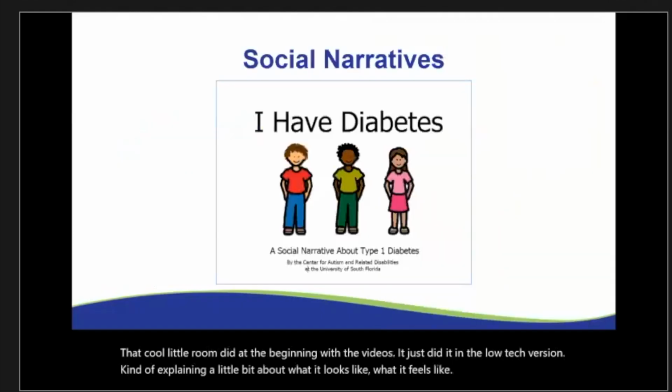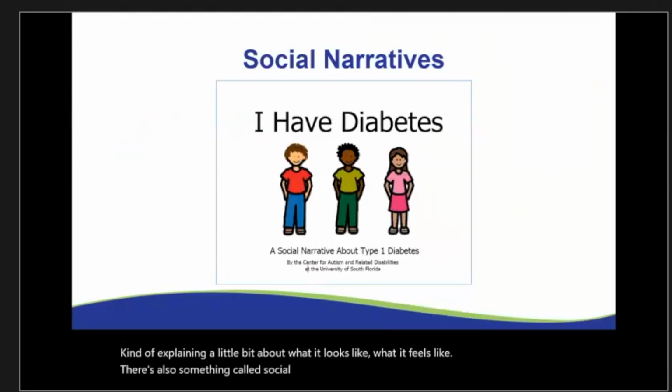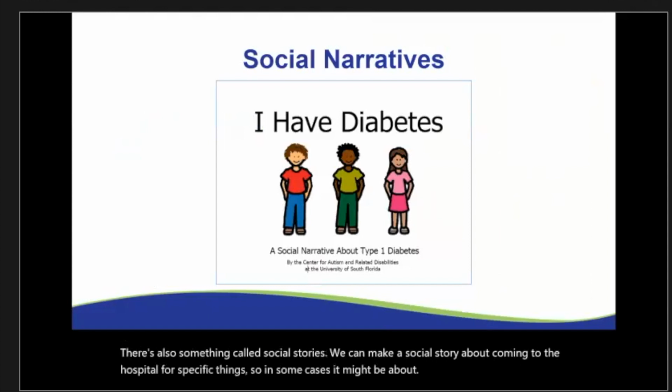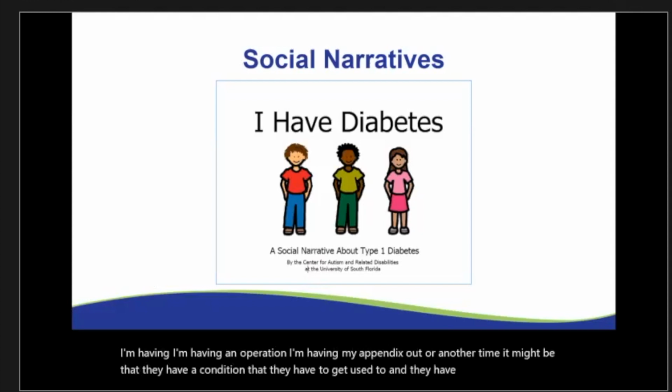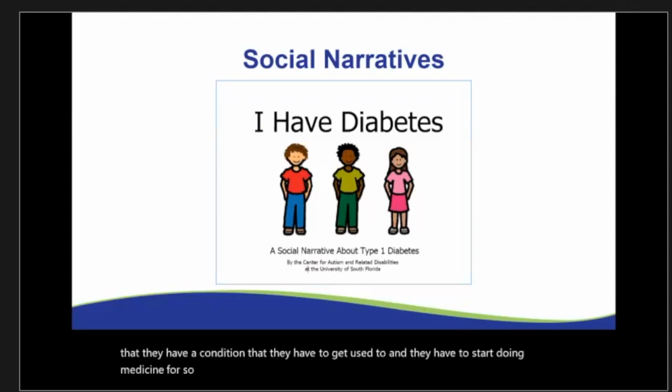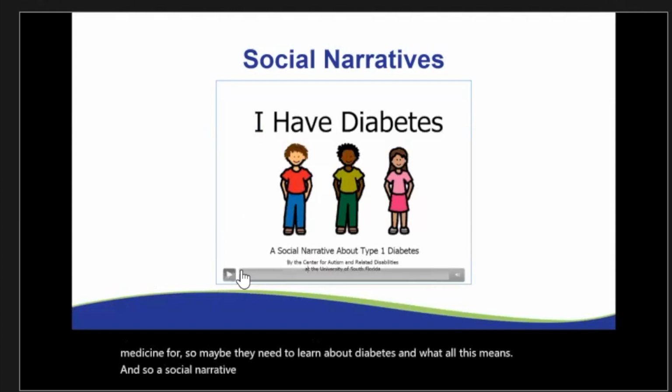There's also something called social stories. We can make a social story about coming to the hospital for specific things. In some cases, it might be about, I'm having an operation, I'm having my appendix out. Or another time it might be that they have a condition they have to get used to and start doing medicine for. So maybe they need to learn about diabetes and what all this means. What a social narrative does is it primes the person for what's expected in that situation.